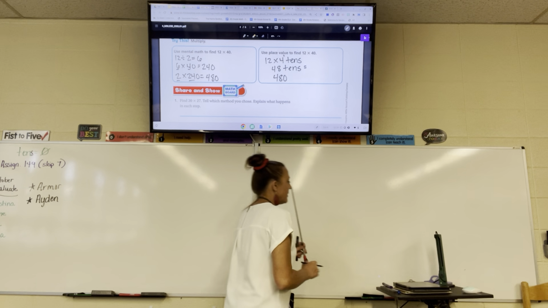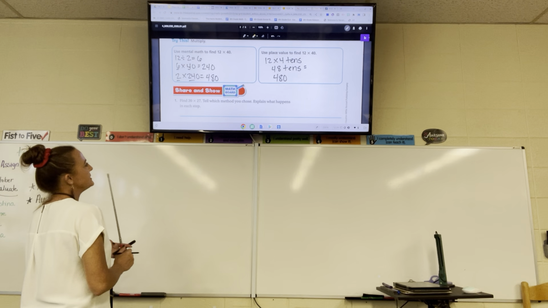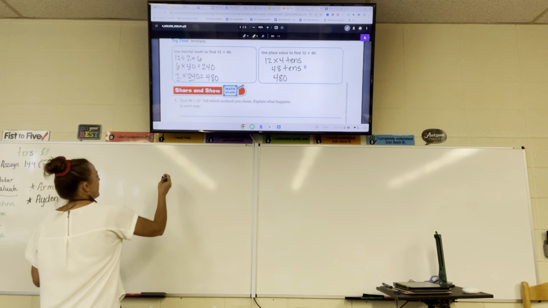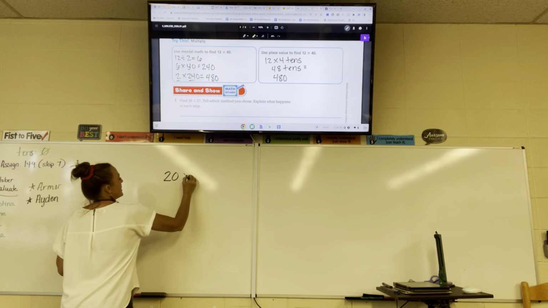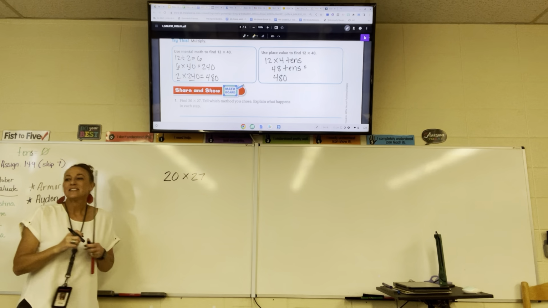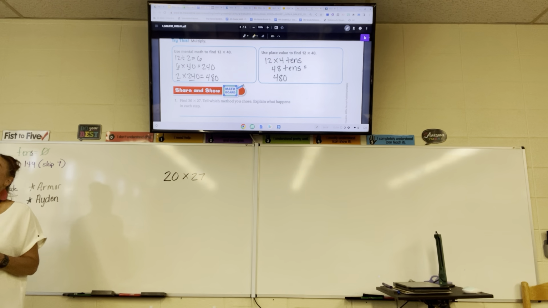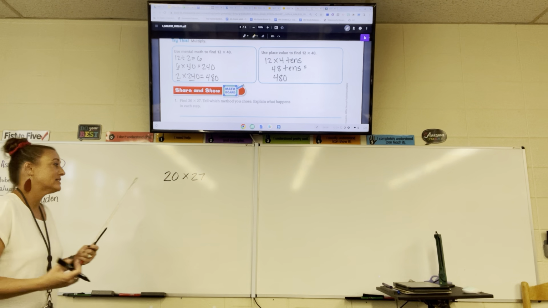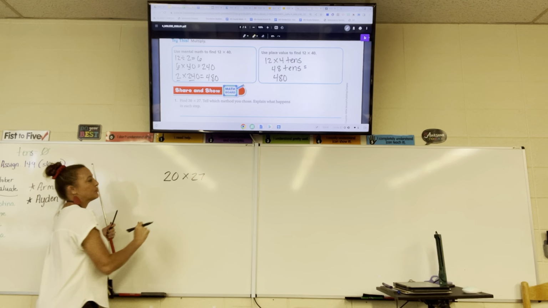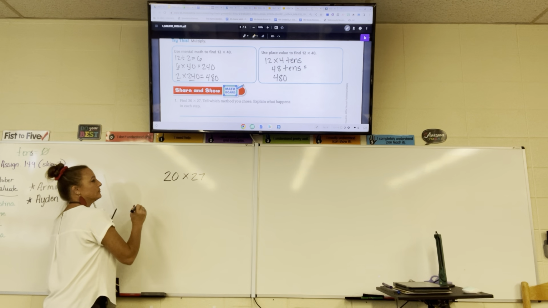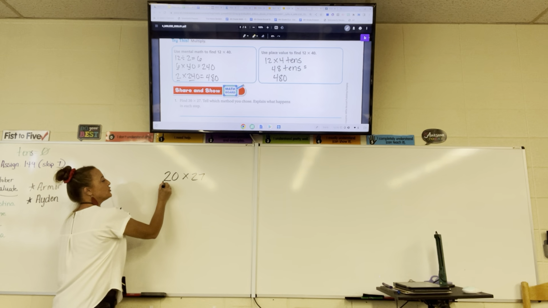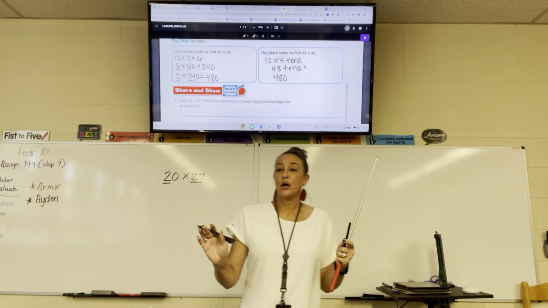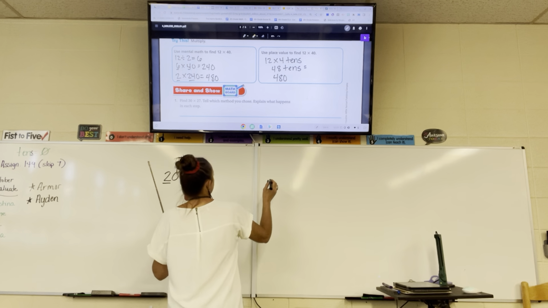All right, last one on this page. 20 times 27. Tell which method you use. Explain what happens in each step. So 20 times 27. This is what I think you guys will be able to do the easiest. What is the basic fact for this problem? 2 times 27. Remember, we use all the digits except the zero.